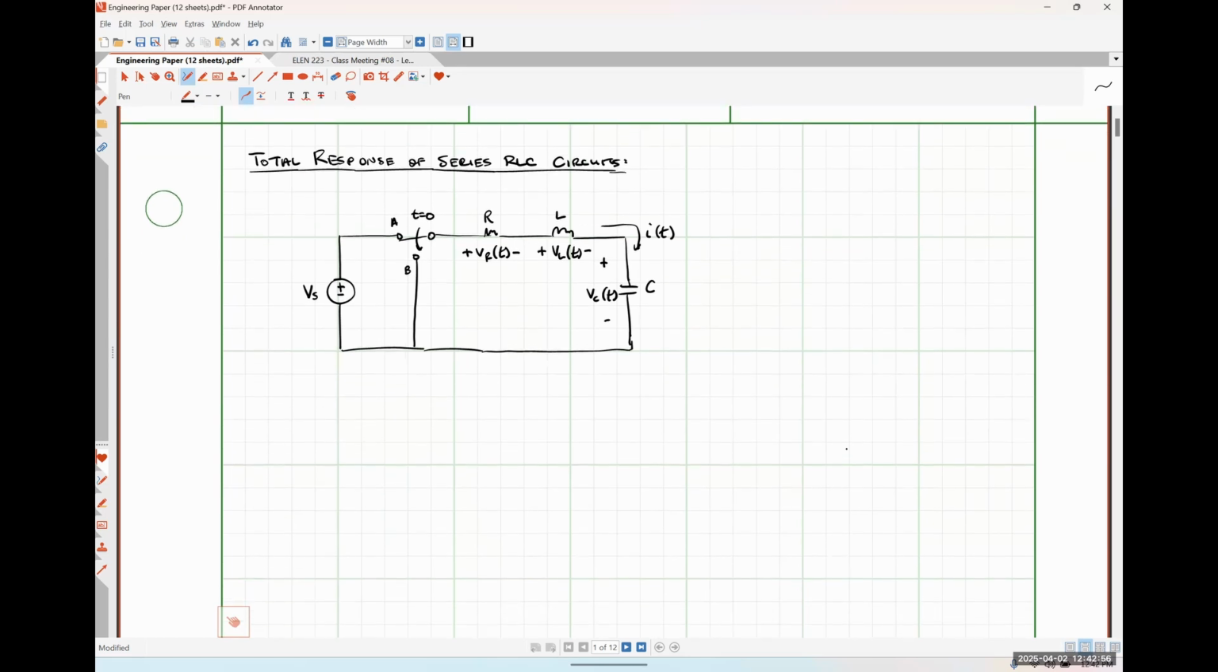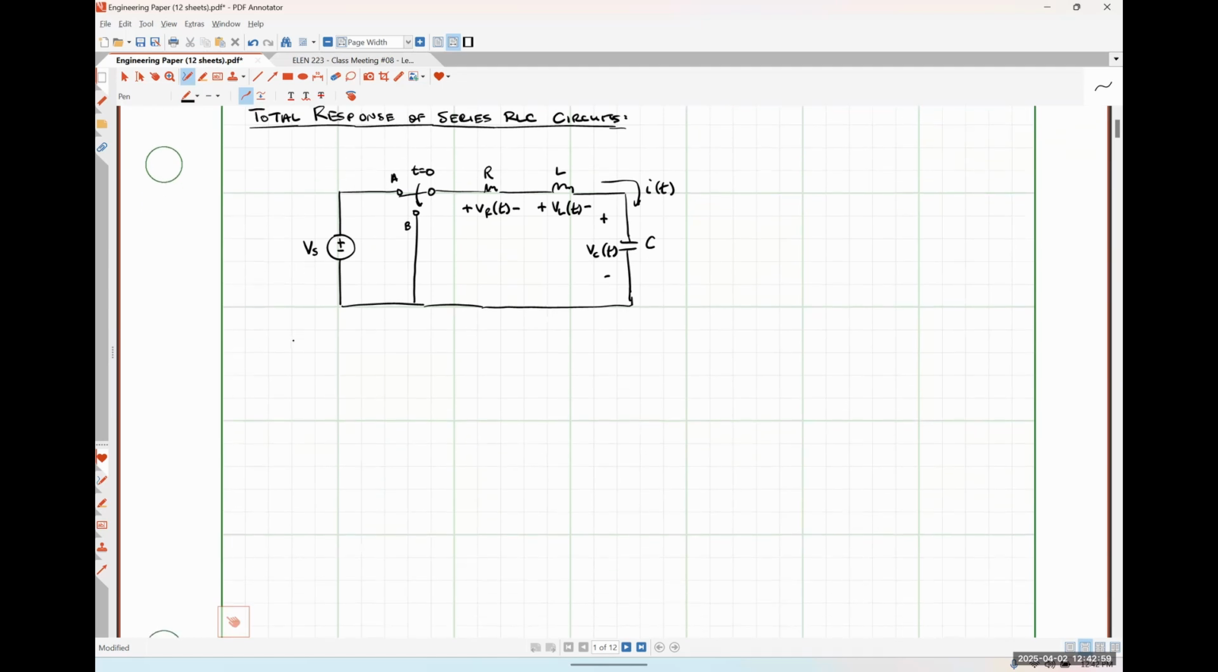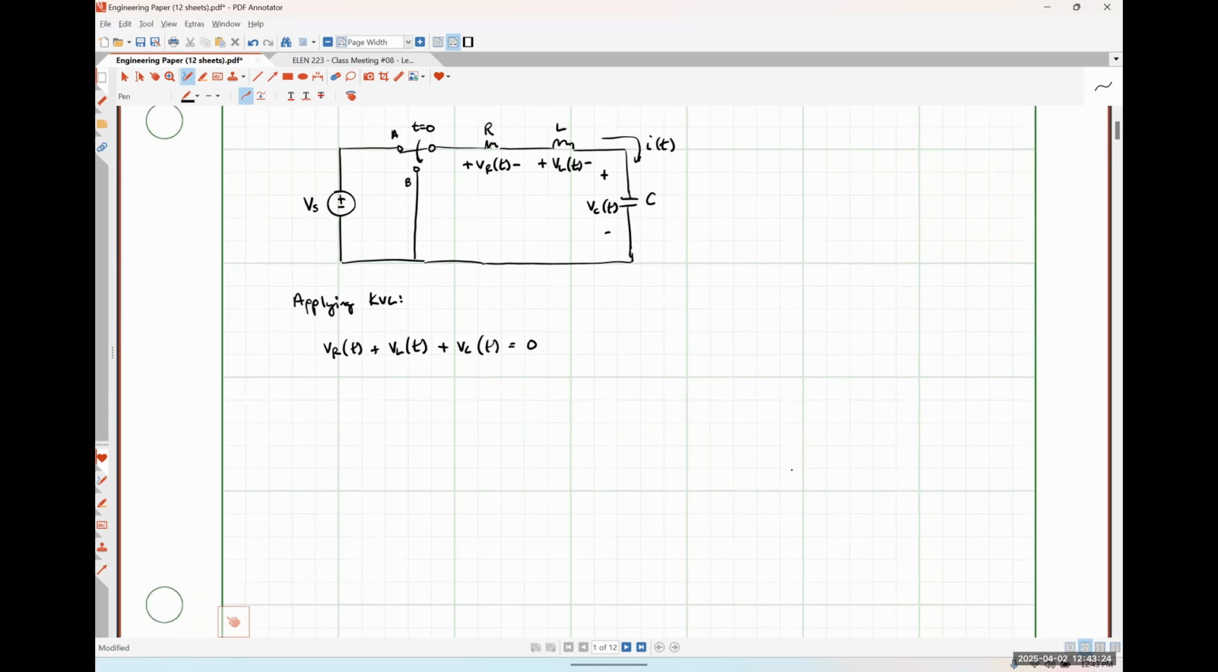And if I apply Kirchhoff's voltage law around this loop during the transient, I'll get that the voltage drop across the resistor plus the voltage drop across the inductor plus the voltage drop across the capacitor have to be equal to 0. And I can express all three of these quantities in terms of that common current I that's flowing around in our system, right? So for the resistor, that's just going to be Ohm's law. So that would be a factor of R times I of t.